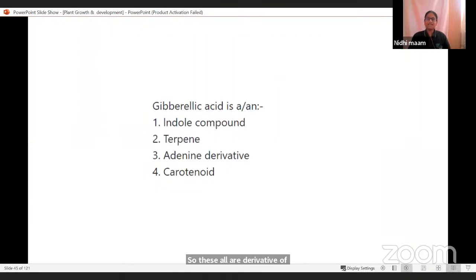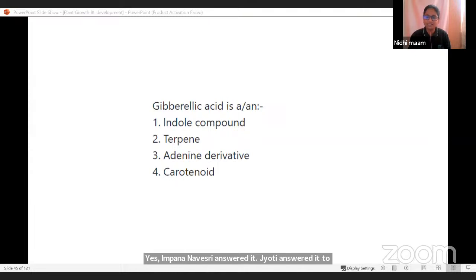Gibberellic acid is: 1 indole compound, 2 terpene, 3 adenine derivative, 4 carotenoid. Gibberellic acid is, yes, Impana, Navyashri answered it. Jyoti answered it. Bhavana answered it.